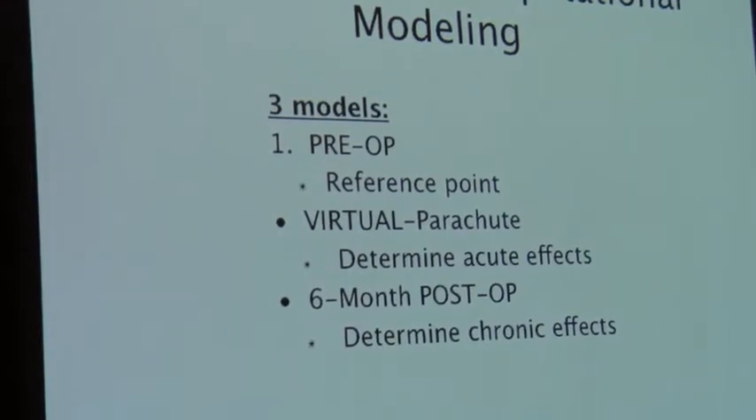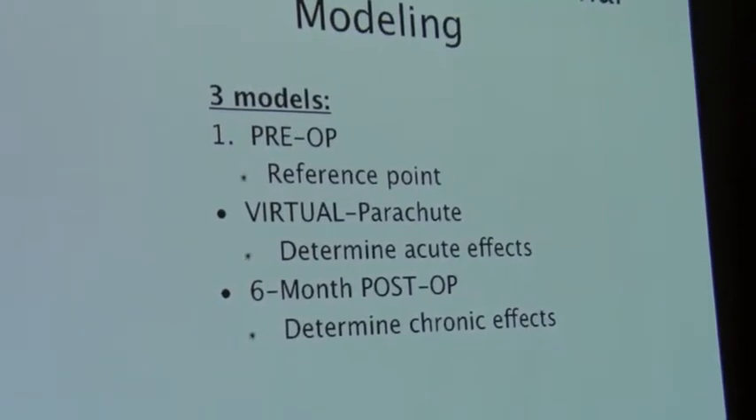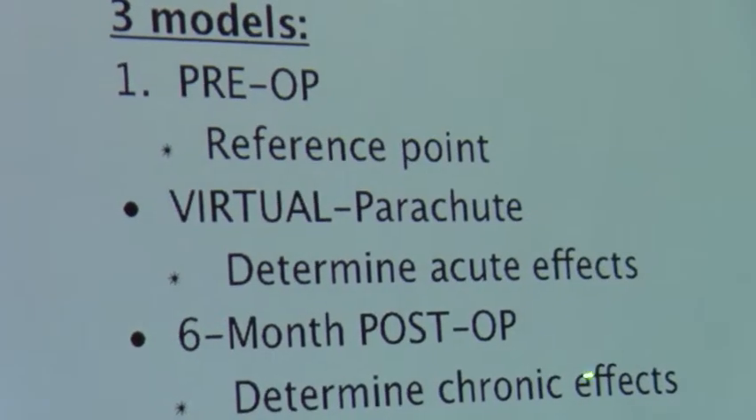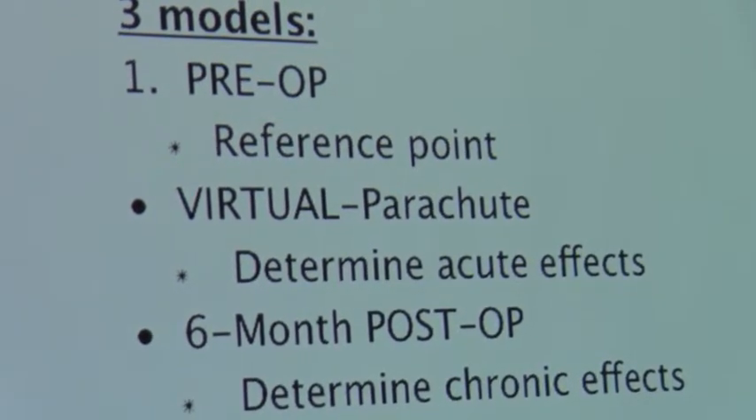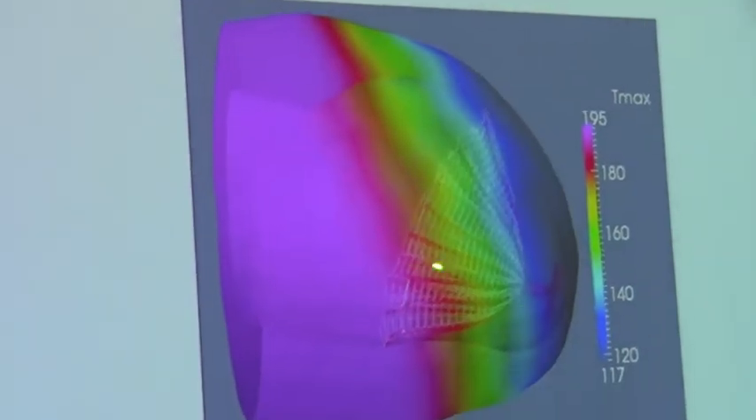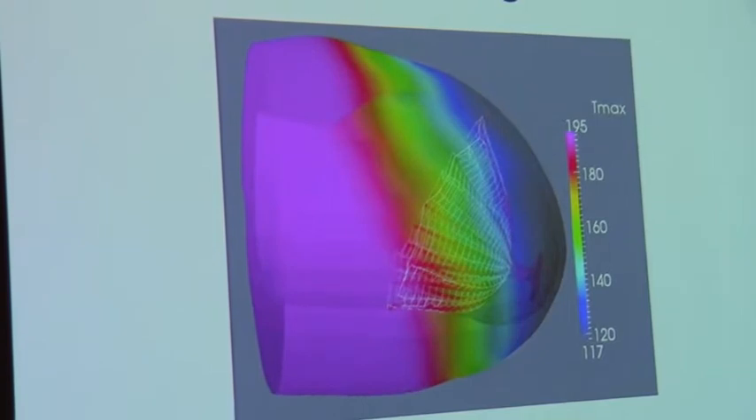Second, we simulated the parachute implantation process to determine the acute effects of the parachute on the cardiac wall. And finally, we created a 6-month post-op model based off the 6-month post-op CT data that we received from the patient, and this was used to determine the chronic effects of the device on the cardiac wall. In the next slide, I'm going to show you guys a quick animation of how we simulated the virtual parachute procedure. So the parachute was collapsed and then reopened, and then the cardiac cycle was simulated.